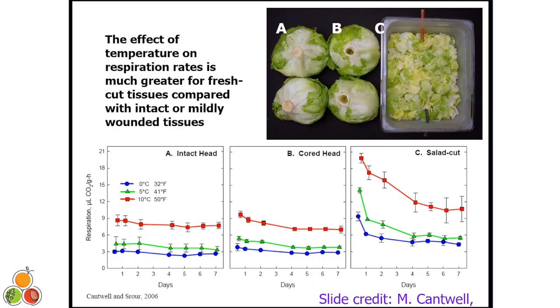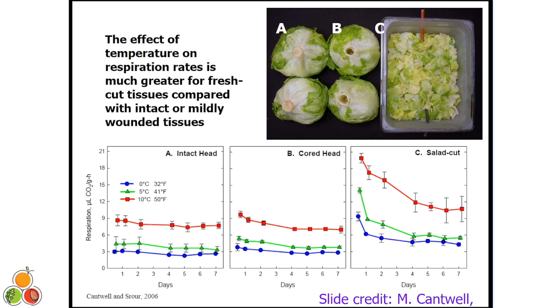So Marita Cantwell gave a really nice talk this morning about temperature effects, but she didn't use this slide of hers, which I love. It's a beautiful slide that shows the interrelationship between wounding and temperature on the respiration rate, in this case of lettuce. So we've got A, B, and C, which correspond to up above the whole lettuce heads, cored heads, and salad cut lettuce. And in addition, we have 0, 5, and 10 degrees.